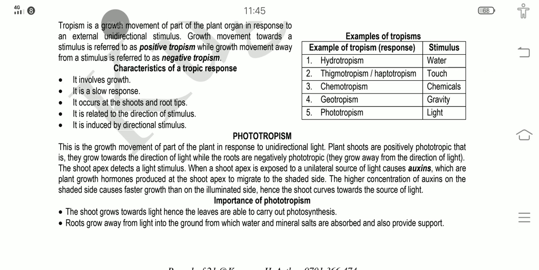Thigmotropism. Thigmo means touch. So the stimulus is touch.